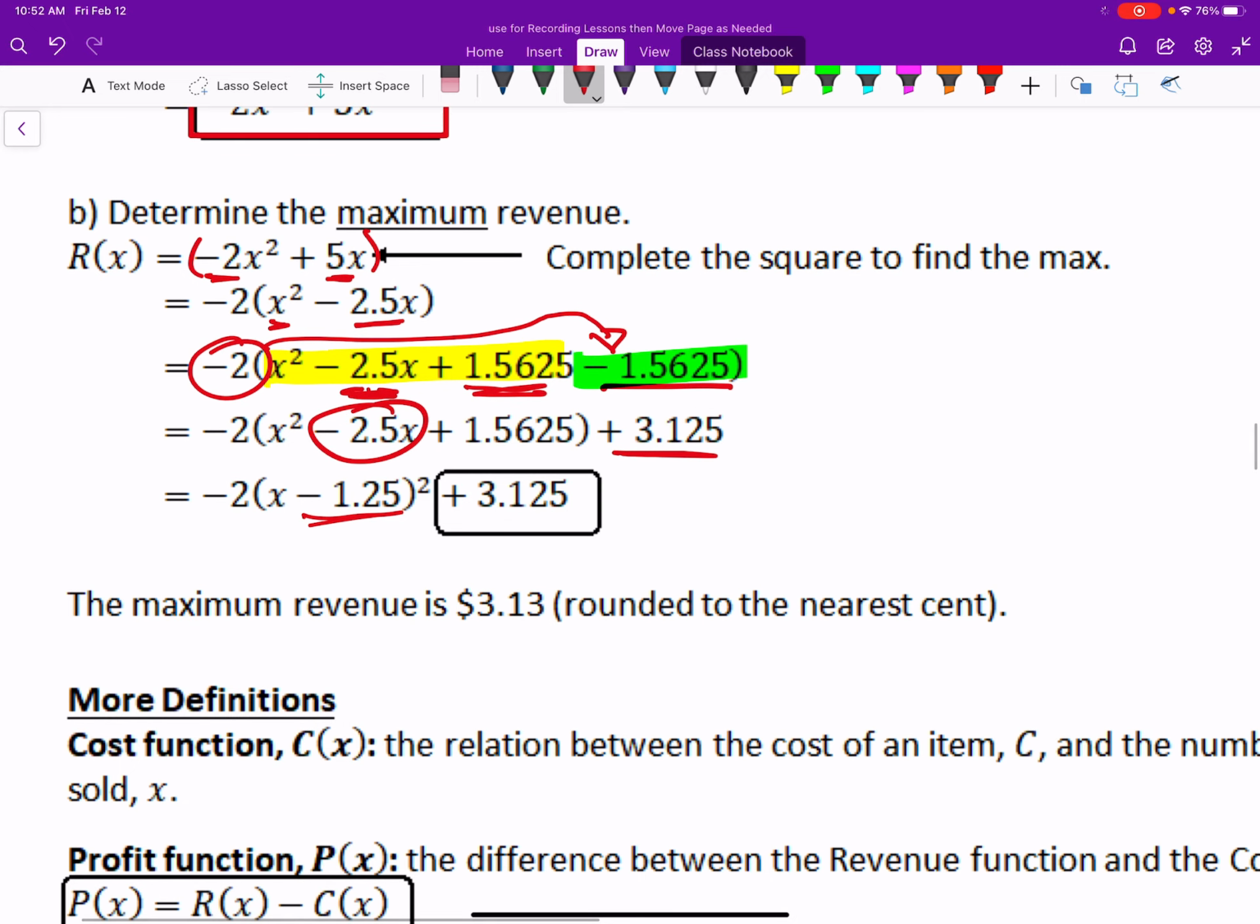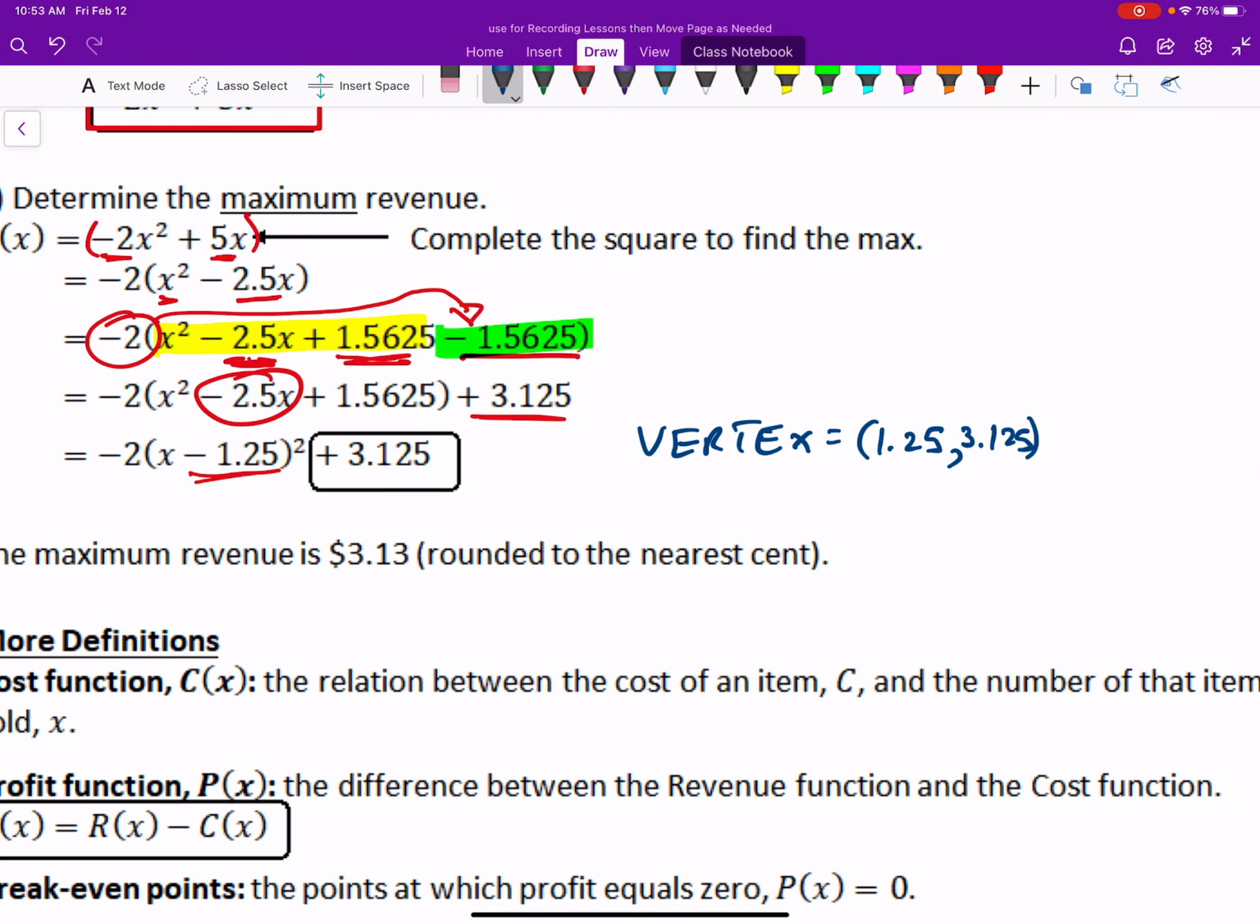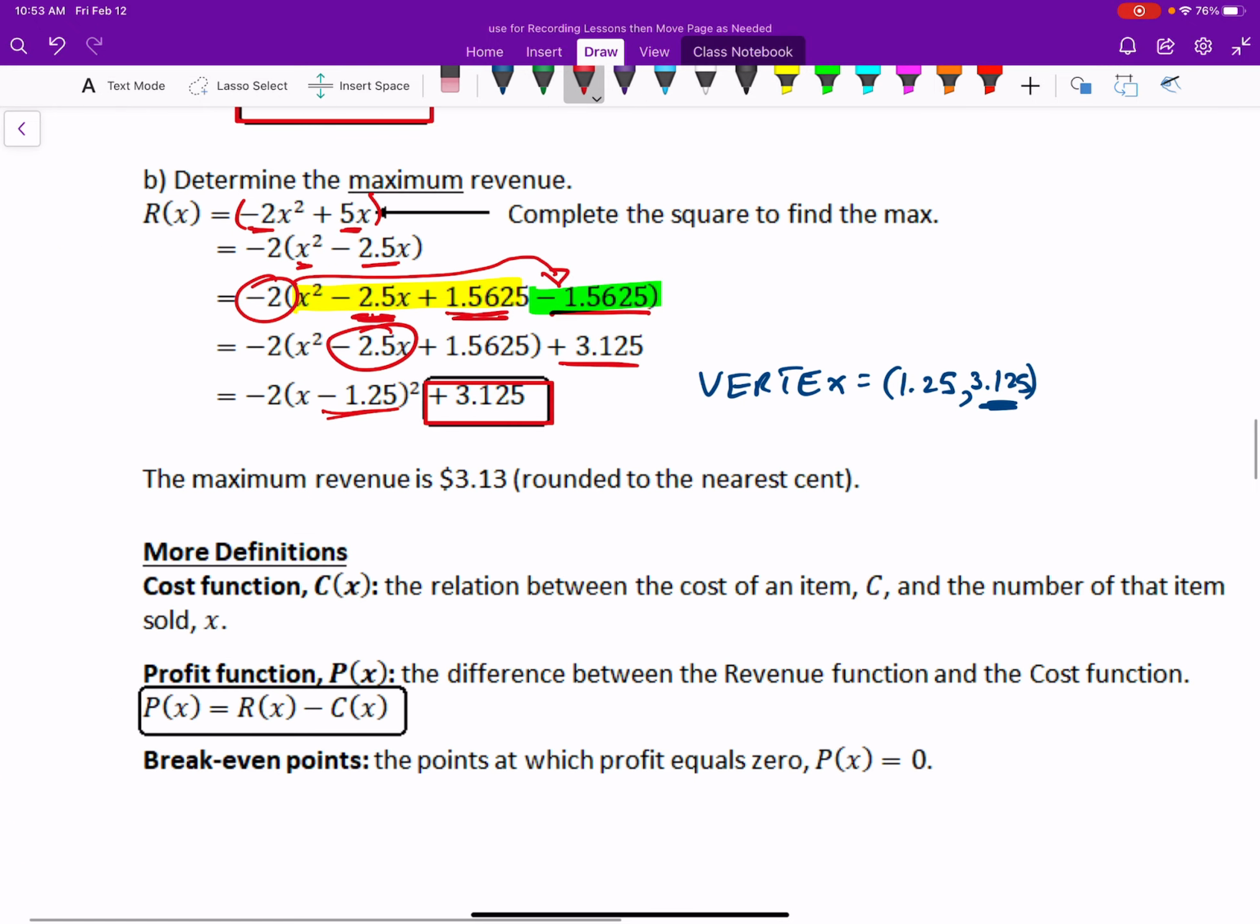And so the vertex is going to be 1.25 and 3.125. So the maximum revenue, remember revenue is measured on the y-axis, the maximum revenue is going to be the y value, which is the 3.125 that is already boxed here, but I'll put another box around it. So the maximum revenue is around $3.13.